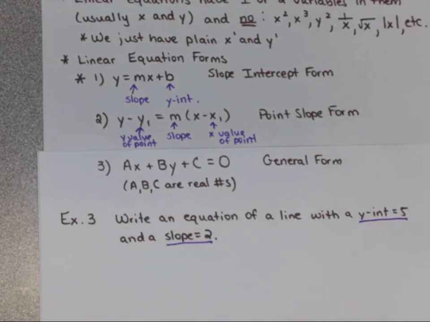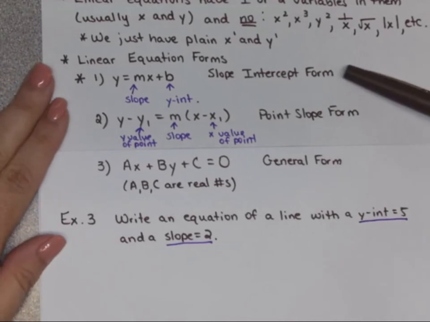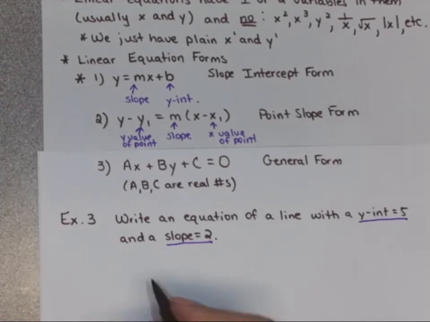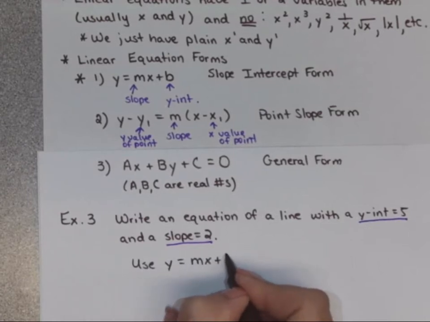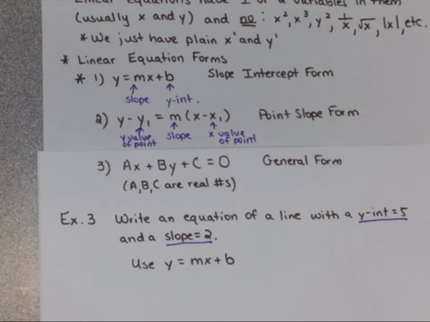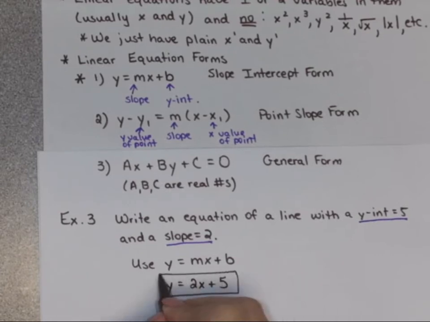So what two pieces of information was I given in example 3? The y-intercept and the slope. Which of the forms would I use when I know the y-intercept and the slope? Even pay attention to the names if you want. The slope-intercept form is the one to use, so I'm going to use y equals mx plus b. It's pretty easy: I just need to plug the right number in the right spot. What should go in for m? 2. And what should go in for b? 5. So it just looks like y equals 2x plus 5.